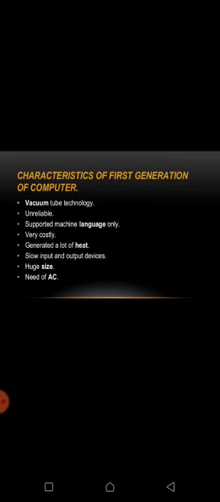Next are the characteristics of the first generation of computer. They include vacuum tube technology. They were unreliable, supported machine language only, and were very costly. They generated a lot of heat, and due to the production of a lot of heat, they would malfunction. They had slow input and output devices, were huge in size, and needed AC.